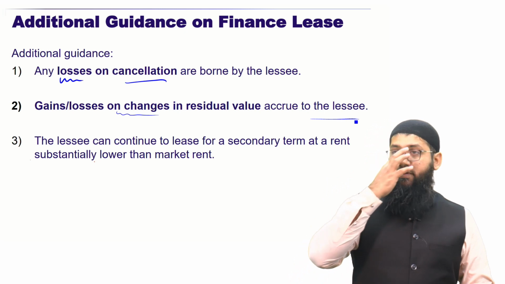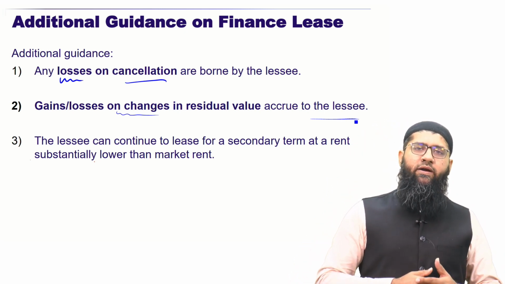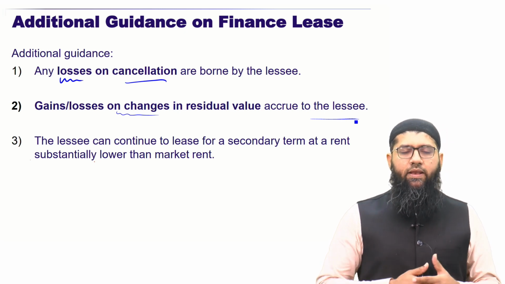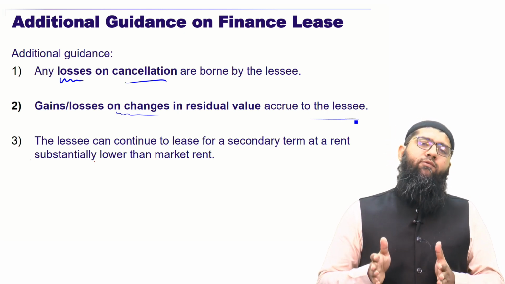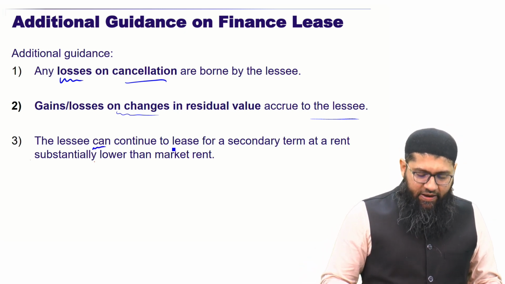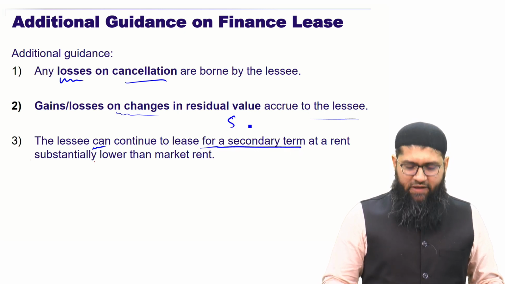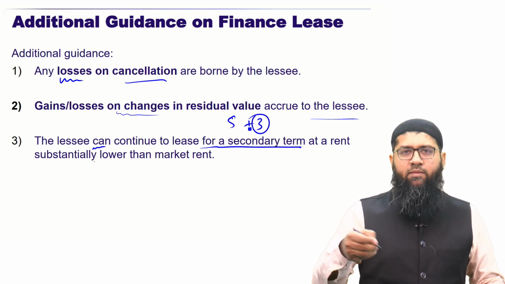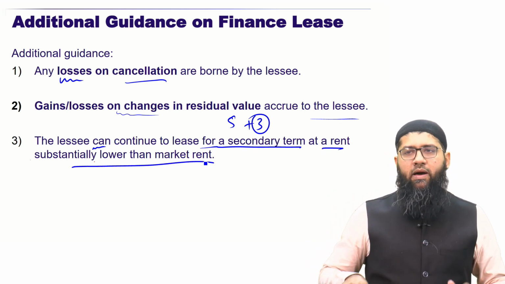Again, the asset was expected to have a residual value of 5 million, but now it's turning out to be only 1 million. So ultimately the loss is being borne by the lessee. That means the risks and rewards have been transferred to the lessee. Last, the lessee can continue to lease for a secondary term. Secondary term means you had an original term of 5 years, plus 3 years more, and you can take the asset on lease at a rent substantially lower than market rent.